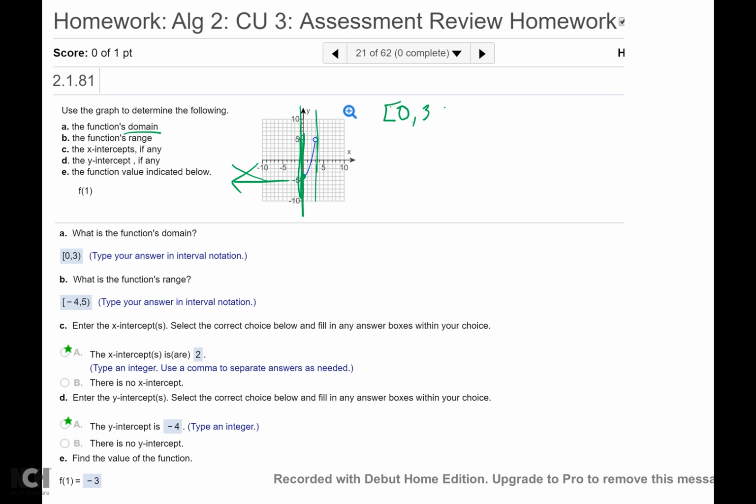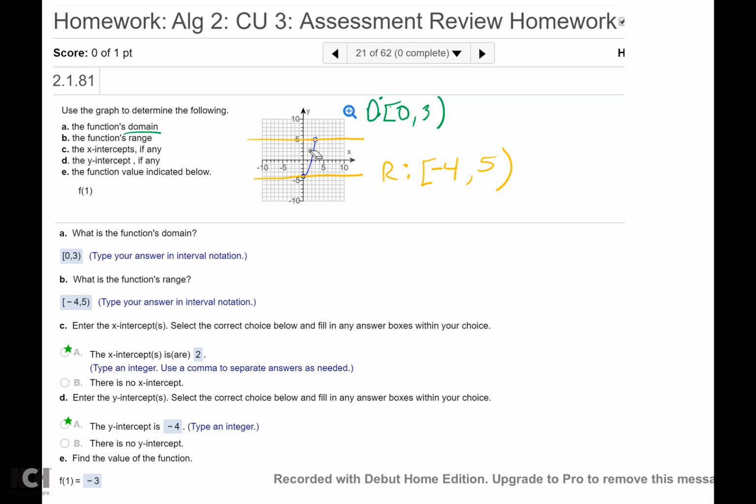And that circle is open, so 3 is not included. There's my domain. My range is bottom to top. There's the bottom, there's the top. My range is everything in between here. So my range starts at -5 and -4 and includes it because that circle's filled in, and it won't go past 5, and that one's open, so it is not included. So there's your domain and your range.